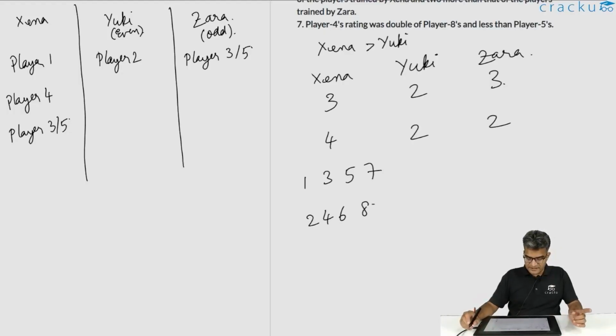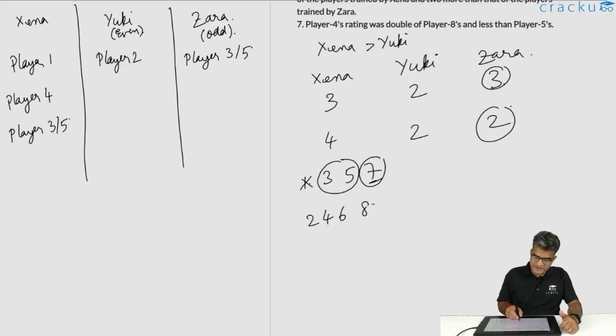If you are looking at the players trained by Zara, that is not 1 because player 1 is trained by Zena. It is one of 3 or 5. Either 3 or 5. The only other possibility is that player 7 also has to be Zara. The number of players trained by Zara is either 2 or 3. But because 3 and 5 are trained by 2 separate coaches and 1 is trained by Zena, this would imply that player 7 has to be trained by Zara.